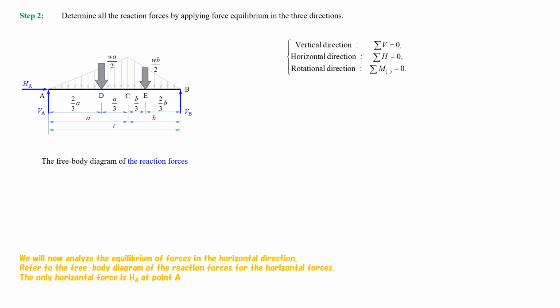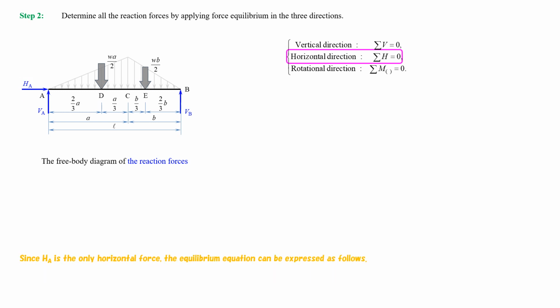We will now analyze the equilibrium of forces in the horizontal direction. Refer to the free body diagram of the reaction forces for the horizontal forces. The only horizontal force is HA at point A. Since HA is the only horizontal force, the equilibrium equation can be expressed as follows.